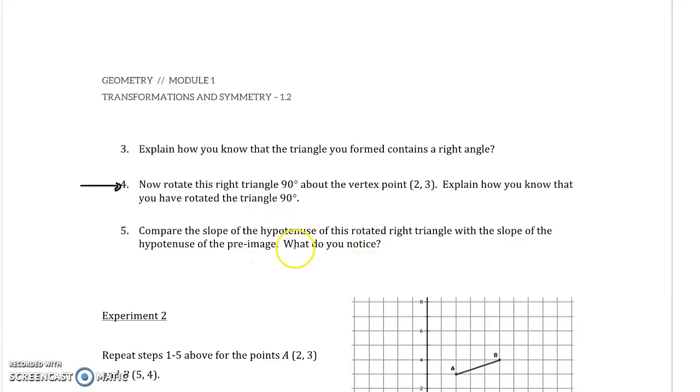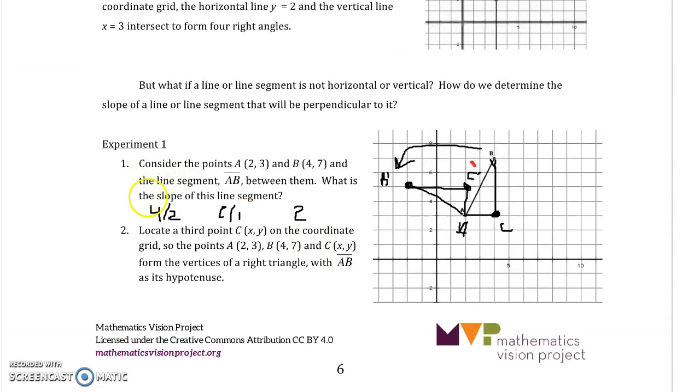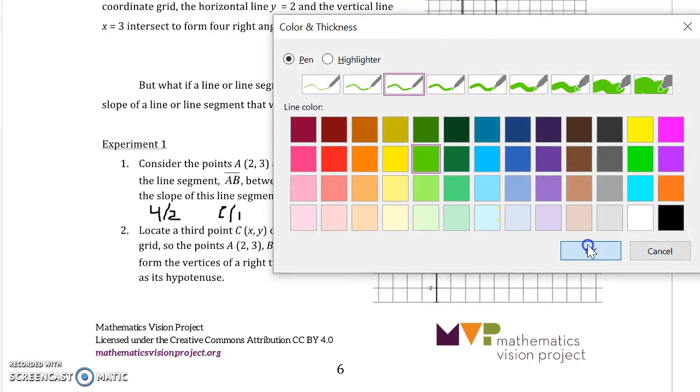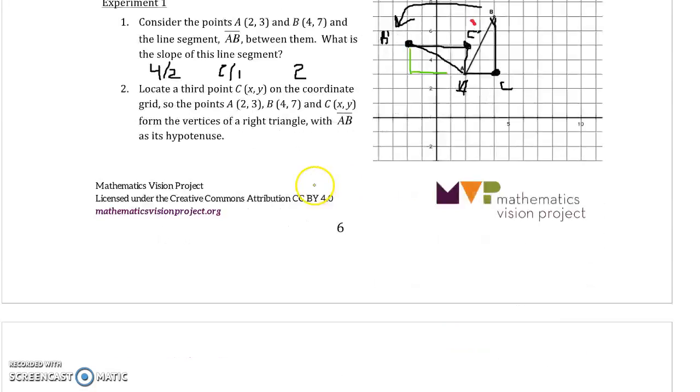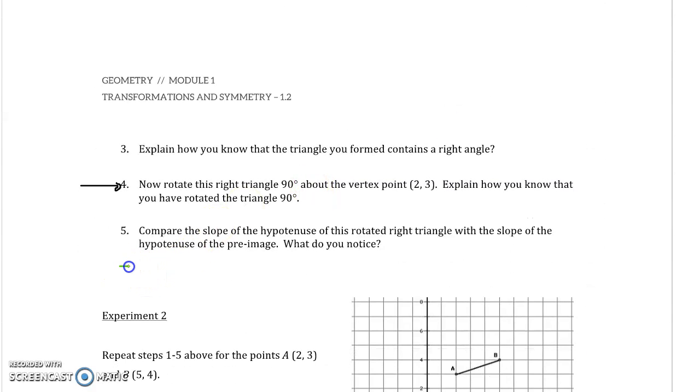Okay? So, we need to compare the slope of the rotated triangle with the slope of the pre-image. That's the original triangle. And we need to notice something about that. So the slope of the original was 4 over 2 or 2 over 1. The slope of this new triangle has a rise of 2 and a run of 4, but the slope is negative. So our new slope is negative 2 over 4. That's terrible 4. I am not as good as Khan Academy.